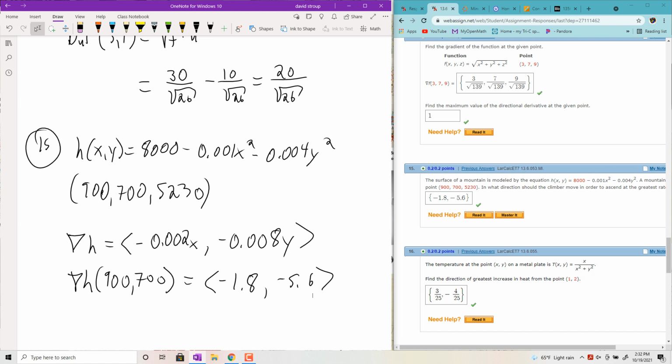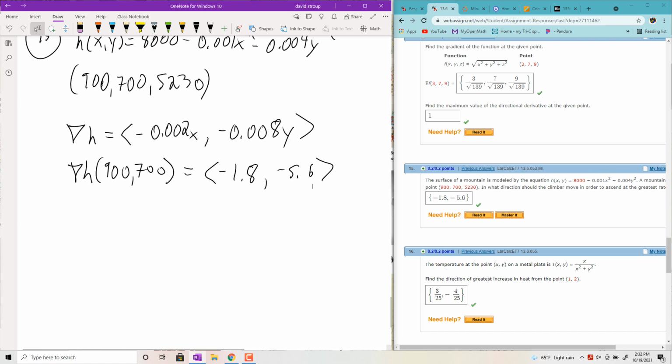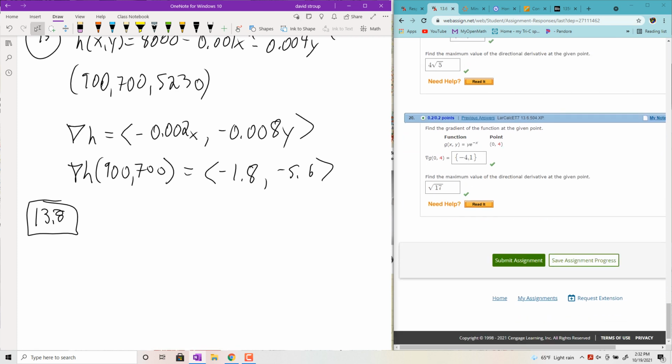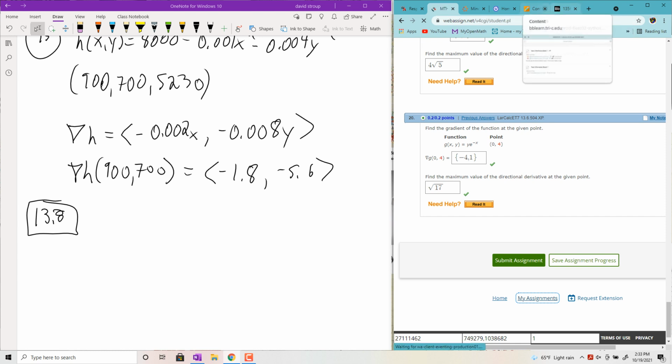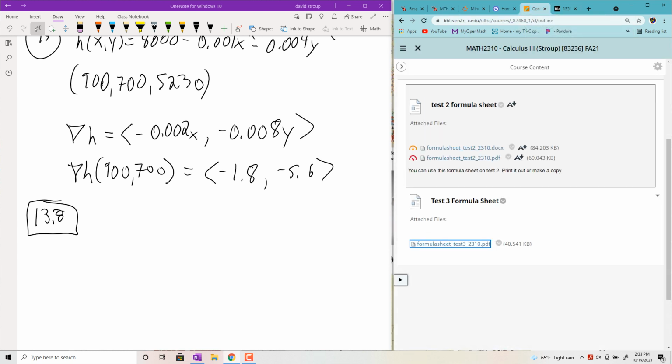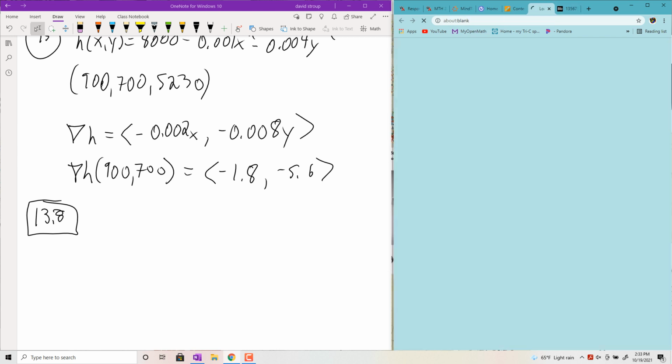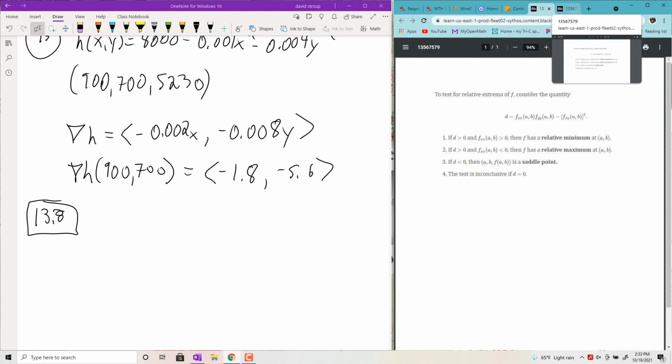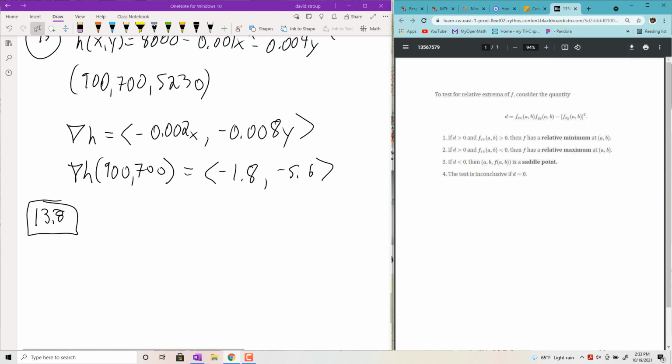From there, we start looking at maximization and minimization problems, first by using the second partials test. So we introduced the second partials test. And again, you will have a formula sheet that you can use. In particular, the formula sheet is just the second partials test. So if you click on that, you're going to get the second partials test. I'm not going to force you to memorize that. Anyways, 13.8, I'm thinking of questions like 4 to 11.